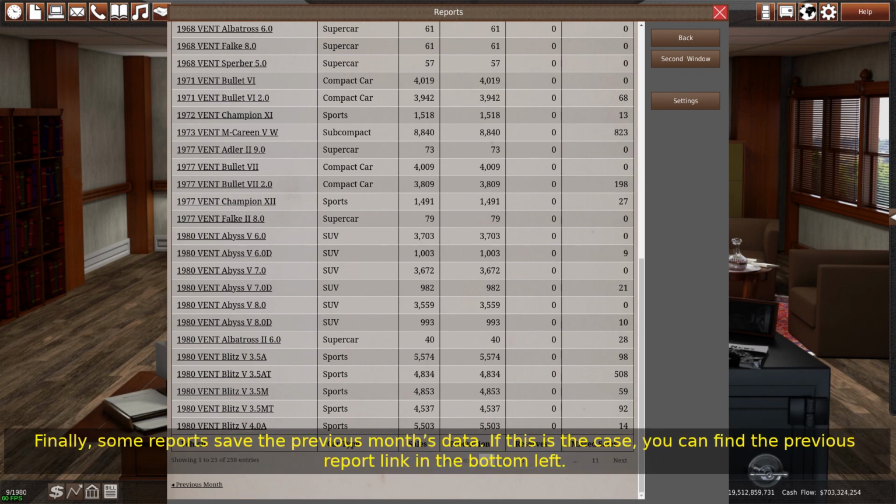Finally, some reports save the previous month's data. If this is the case, you can find the previous report link in the bottom left.